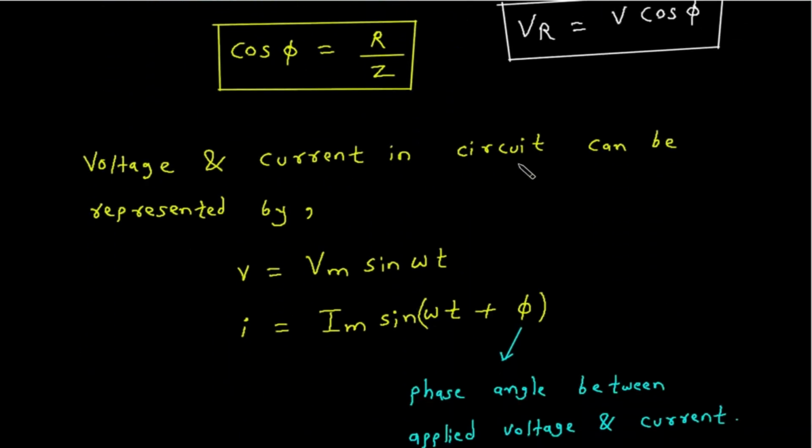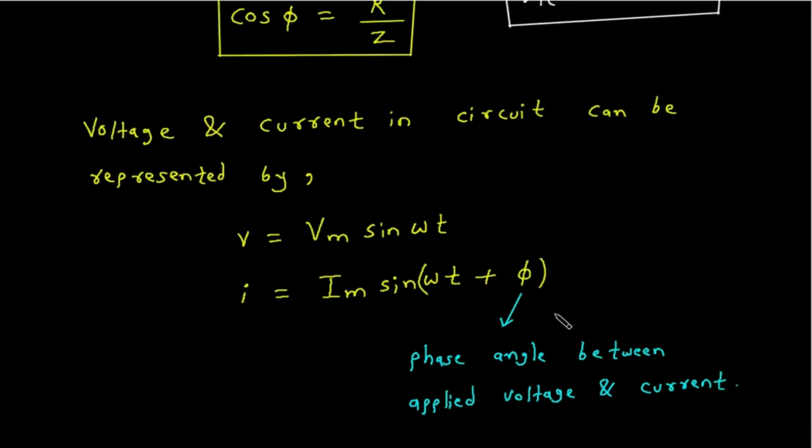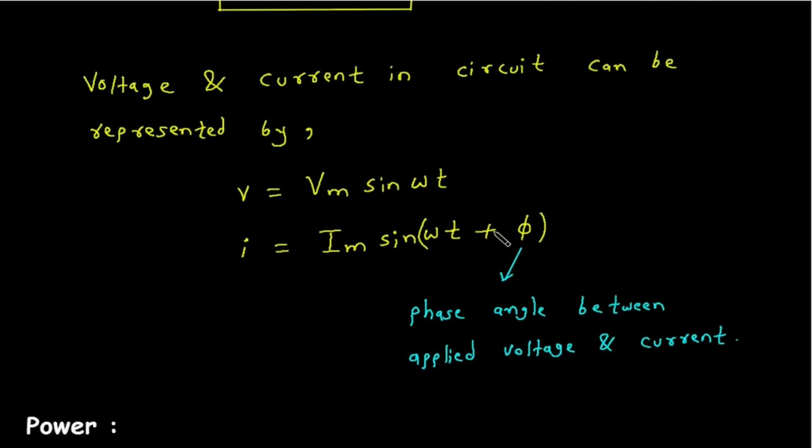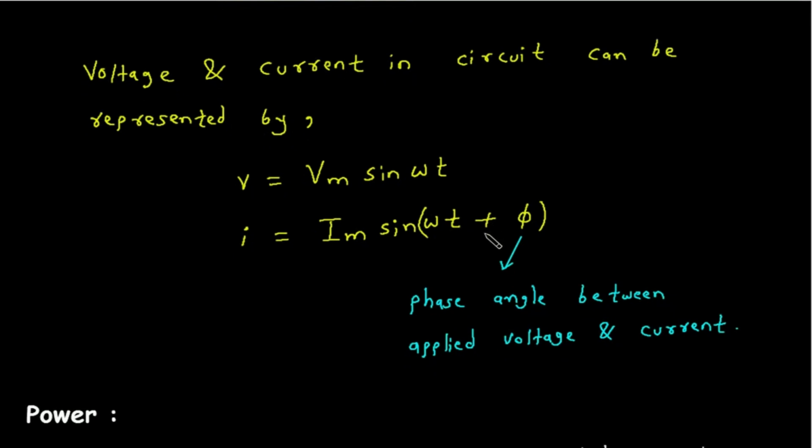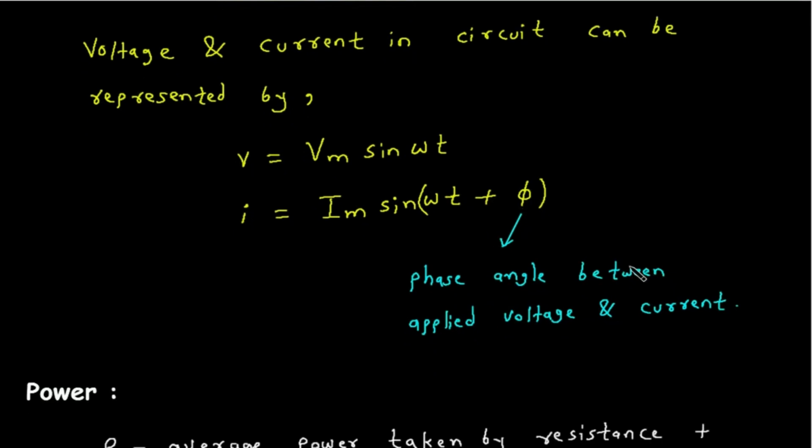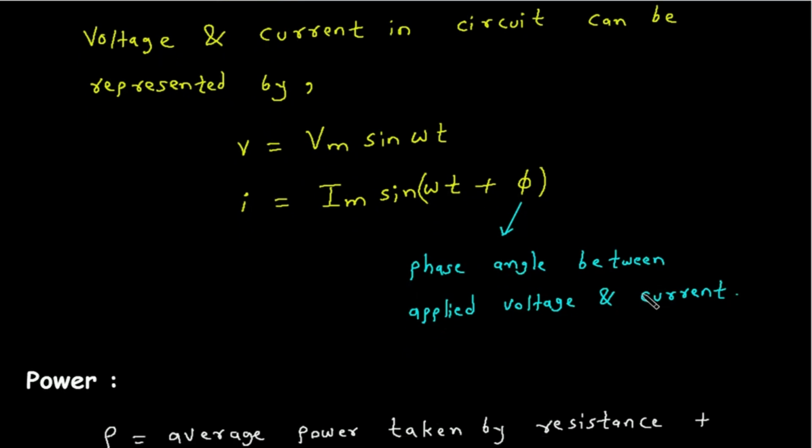Voltage and current in circuit can be represented by V is equal to Vm sin omega t, I is equal to Im sin (omega t plus phi). In case of inductive circuit, we have seen that this is negative. But in case of capacitive circuit, this will be positive. This phi is the phase angle between applied voltage and current.